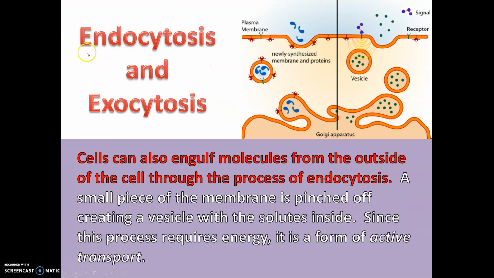Here are two types. We have endocytosis and exocytosis. We'll talk about endocytosis first. These cells can engulf molecules from the outside of the cell through a process called endocytosis. A small piece of the membrane is pinched off, creating a vesicle with the solutes on the inside. Since this process requires energy, it's a form of active transport. So here we have some molecules that we need to bring in, or some proteins. The vesicle will actually be created here, and it'll engulf this and bring it in and send it to where it needs to go.